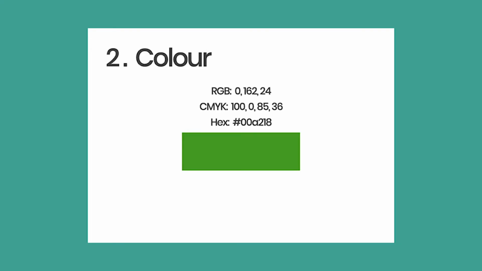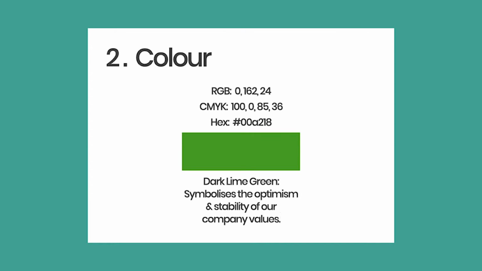What's also important is to add perhaps the reason why you're using a particular color in your brand. For example, I've used this dark lime green, and it says it symbolizes the optimism and stability of our company values. So you've got to put a lot of thought into why you're using these colors. The reason you put something like that in is because if someone's referencing this brand style guide, you want them to remember that there's a bigger picture at play here. They're not just focusing on the design, although that's very important. They're also trying to maintain the bigger image of your brand and company.